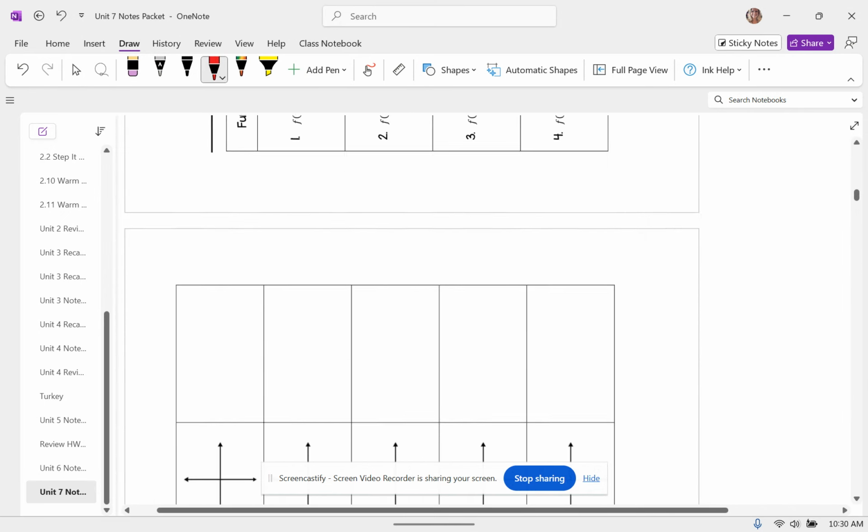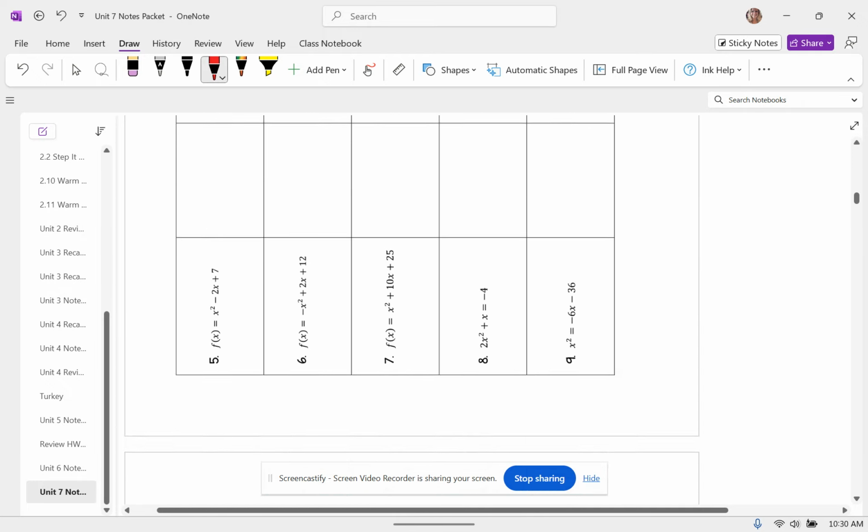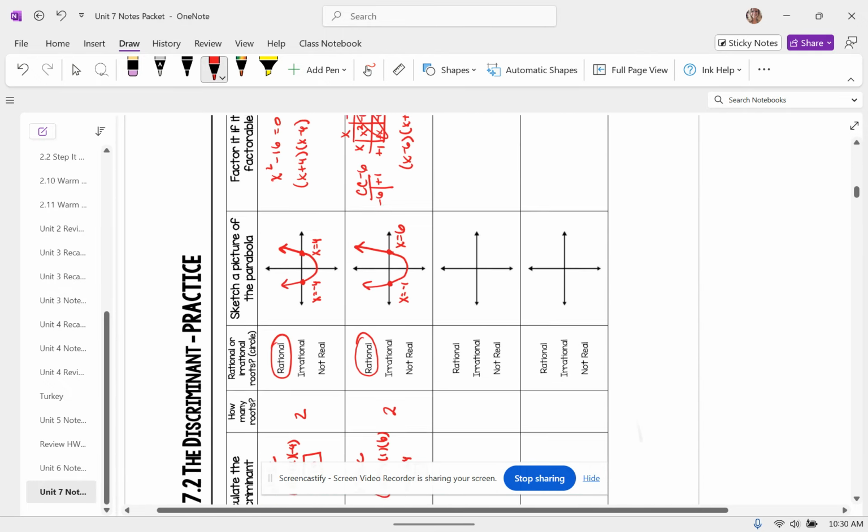So you're going to keep going with 3, 4, all the way up to 9, okay? You're just going to keep doing the same thing as we did up here.